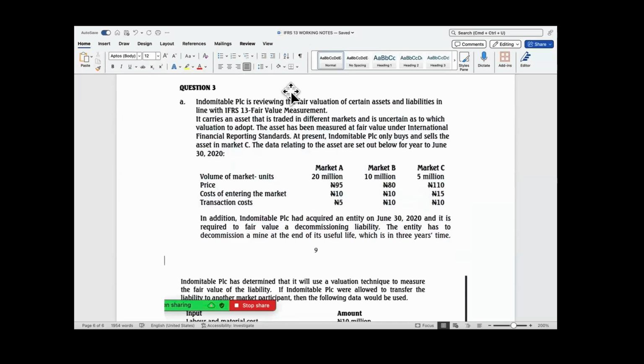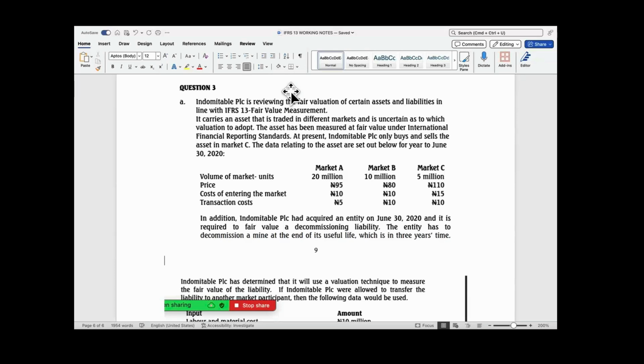Indomitable PLC is reviewing its fair valuation of certain assets and liabilities in line with IFRS 13 fair value measurement. It carries an asset that is traded in different markets and is uncertain as to which valuation to adopt. The asset has been measured at fair value under International Financial Reporting Standards. At present, Indomitable PLC only buys and sells the asset in Market C. The data relating to the asset are set out below in year to June 30th, 2020. All figures are assumed to be correct.